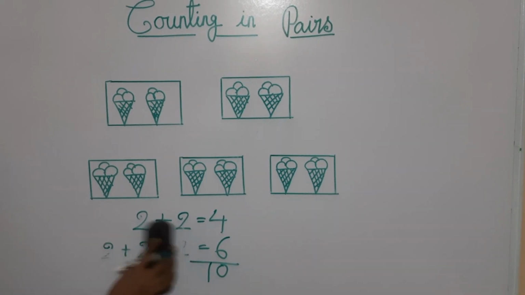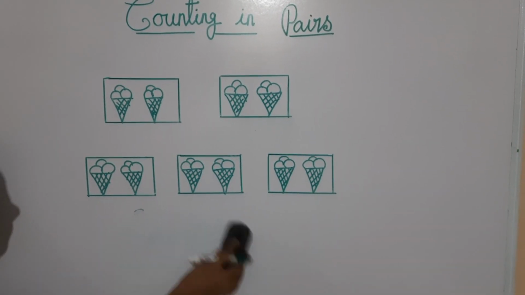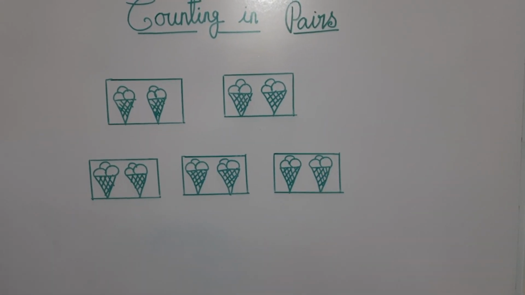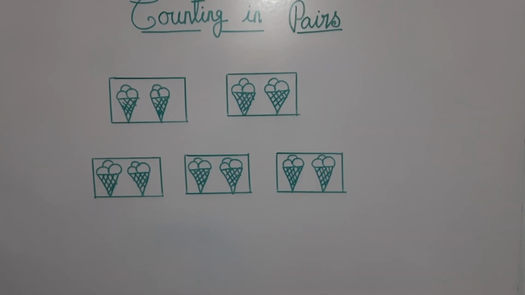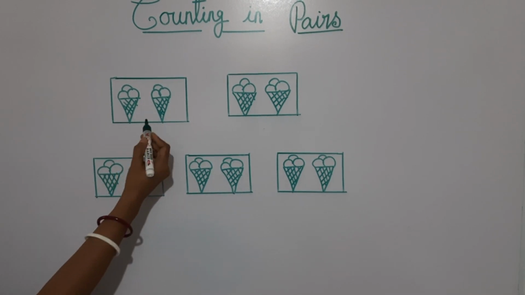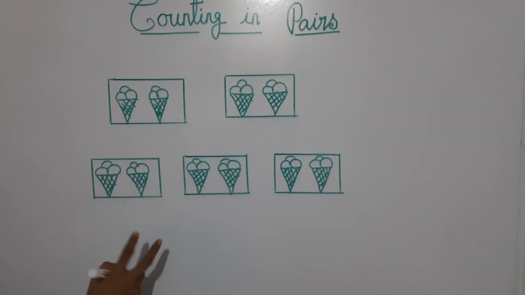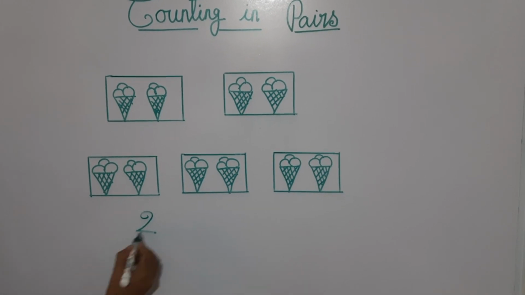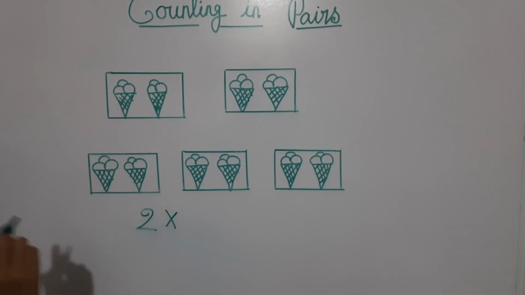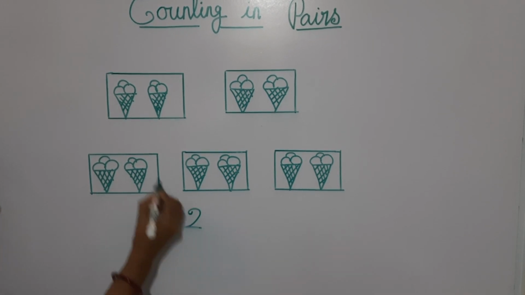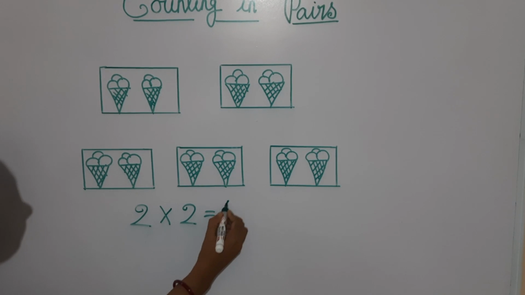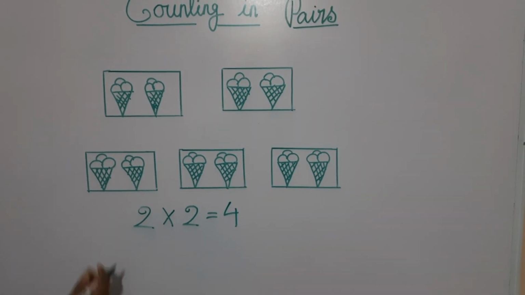You can do this counting in pairs with another trick, and that is with the help of the two table. As you all know the two table, how to do this? Look at here, how many pairs are there? Two pairs. So two pairs, and we know in every pair we must have two objects. Here we are having two ice cream. So 2 twos are what? Good. 4. See the next one.